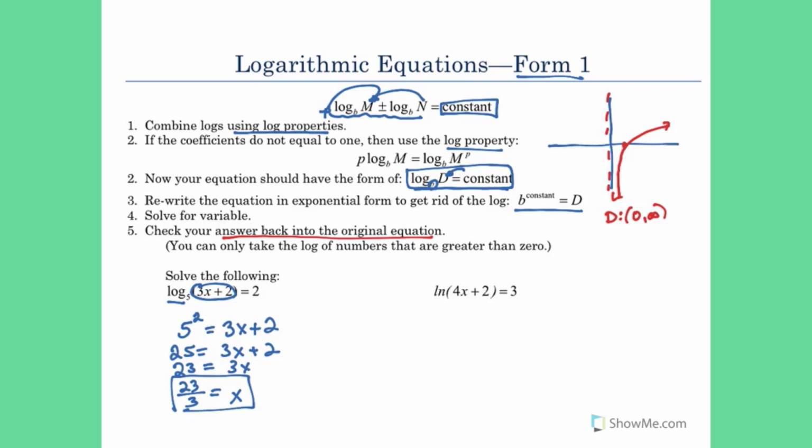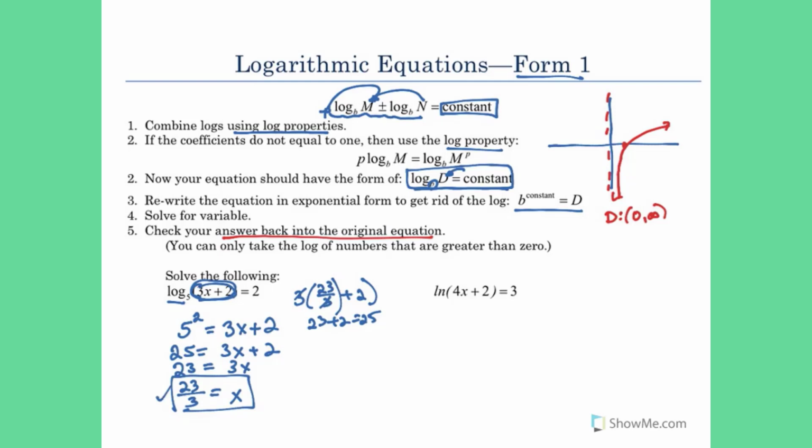Now we need to check our answer. All we're checking is to make sure we're taking the log of numbers greater than 0. So if I put 23 thirds into this expression, 3 times 23 thirds plus 2, then we would have 23 plus 2 equals 25, and that's a positive number. Or you could have just looked at it and said it's all positive.